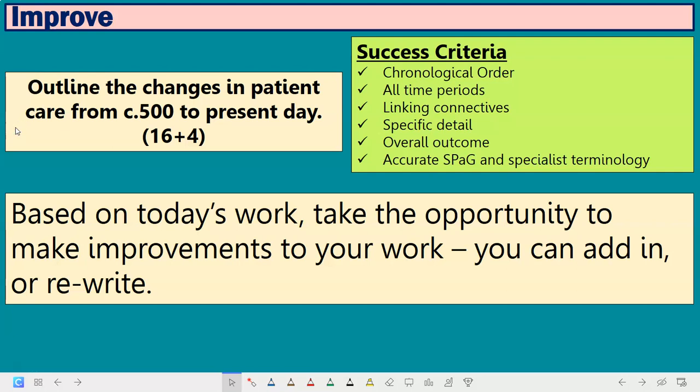Okay then, your final task today is that I would like you to take a look at your answer now, and based on your work today, I just want you to take the opportunity to make those necessary improvements to your work. You've already identified what it is that you need to do, so now you just need to do it. Normally in class I would ask you to rewrite. On this occasion I'm going to tell you that you can just add it in if you wish to do so, or if you want to have a perfect example, then please do have a go at that rewrite. If you have any questions, give me a shout, and good luck.